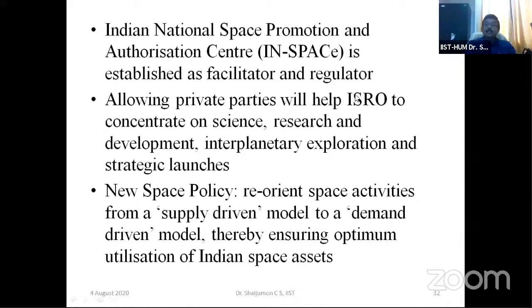This policy reorients the space activities from a supply-driven model to a demand-driven model. It means that till now, all the space technologies were generated by ISRO and given to the private parties, or the companies, or the people. But now a demand-driven model is coming. So the private parties can think about many things, join hands with ISRO, develop more technology and invest in space business. So huge amounts of opportunities are coming.